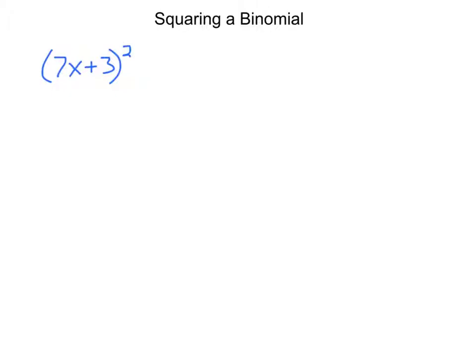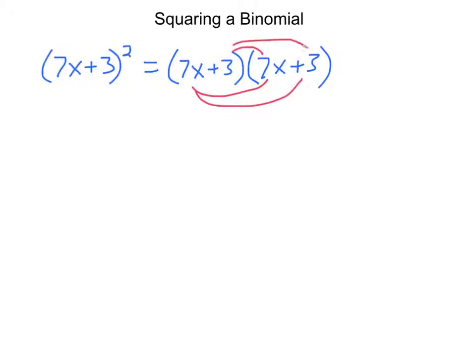Now sometimes we have a binomial inside parentheses being squared, and it's important that we know how to set this up properly. In order to square a binomial, that means we have to take that binomial, in this case 7x plus 3, and multiply it by itself. So times another 7x plus 3. And now we have to multiply this out using the standard approach, using what I called before FOIL, where we do the firsts, and then the outers, and then the inners, and the lasts.